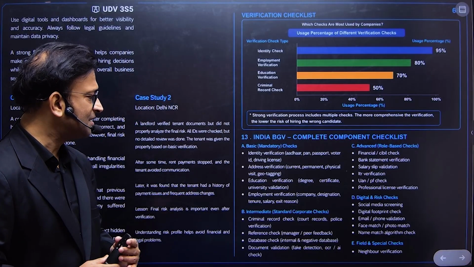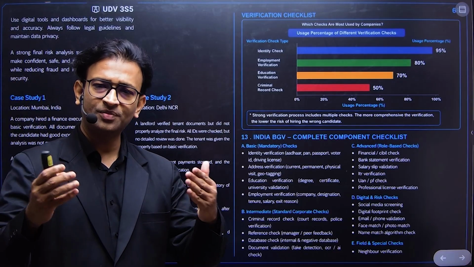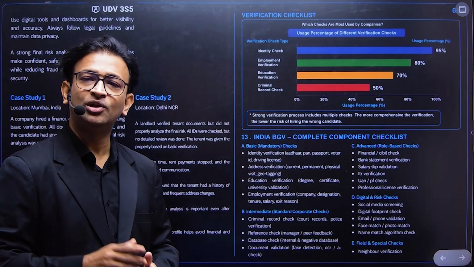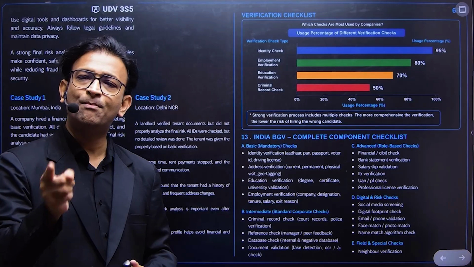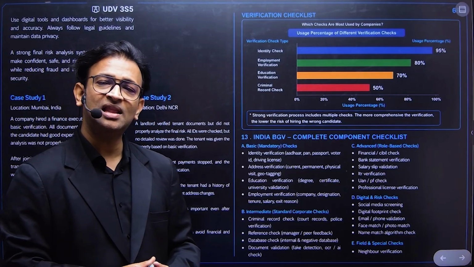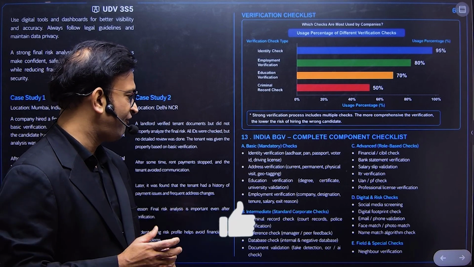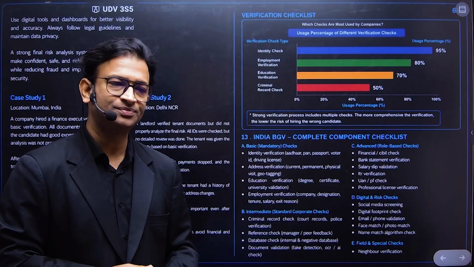B. Intermediate or standard corporate checks. What are they? Criminal record check, court records and police verification. Reference check from managers and peer feedback. Database check, internal and negative database. Document validation like fake detection, OCR and AI check.